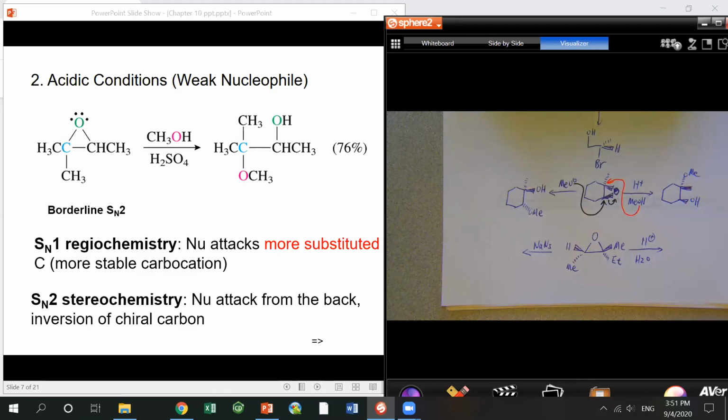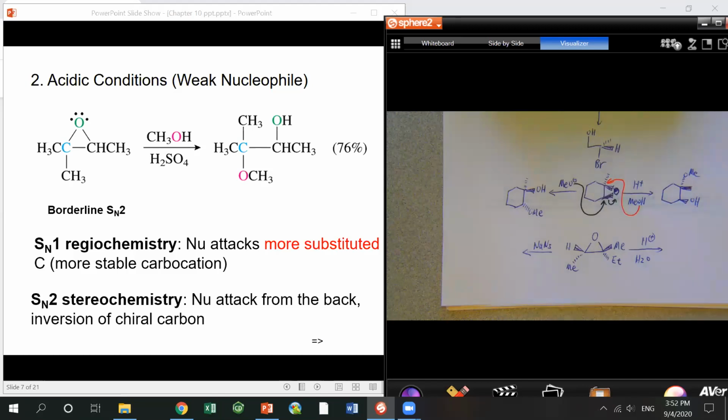That's right, so there is inversion of your chiral center. If the carbon is chiral, it will invert the configuration, so R becomes S and S becomes R. No matter acid or base conditions, there is always inversion at the center. The stoichiometry is the same for both conditions. The difference is in the regiochemistry, which carbon you attack.